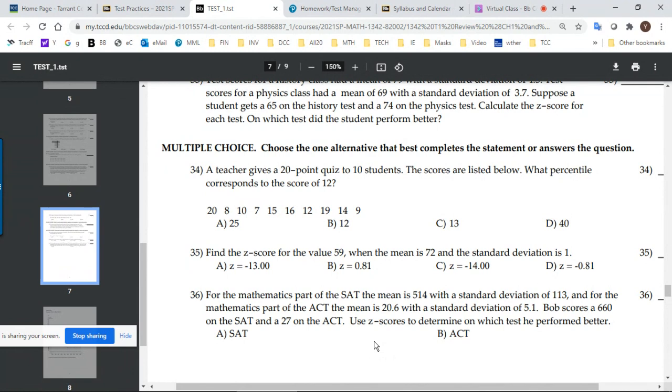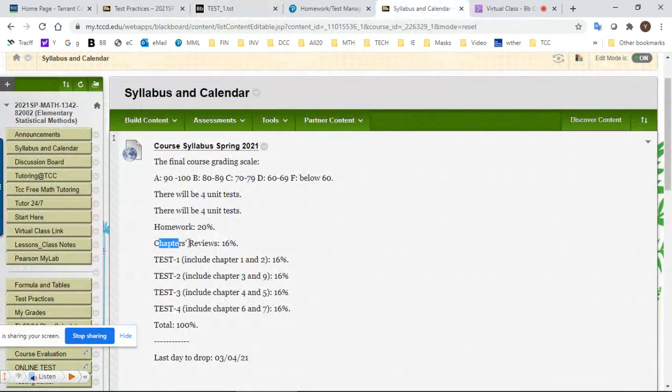Yes, that is for all the chapter reviews. So the chapter review category here is 16%, right? Each chapter review is probably 2 or 3%, but one test is 16%. The whole chapter review category includes chapters 1, 2, 3, 9, 4, 5, 6, 7, 8. So each chapter review is 2%.